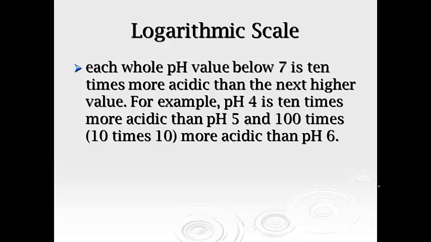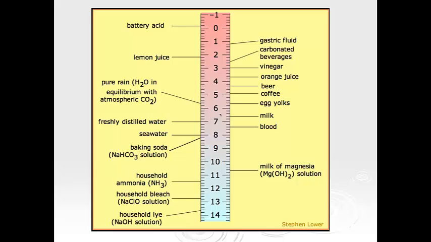So now like I said, with a logarithmic scale, each whole pH value, each number that it changes, is a 10 times difference. For example, pH 4 is 10 times more acidic than pH 5 and 100 times more acidic than a pH of 6. So you may go, oh, from 4 to 5, that's not really that big of a deal, but because it's a log-based scale, it's similar to the Richter scale in that it will increase exponentially as you change number values. So something to keep in mind.